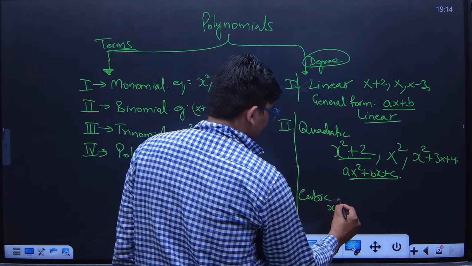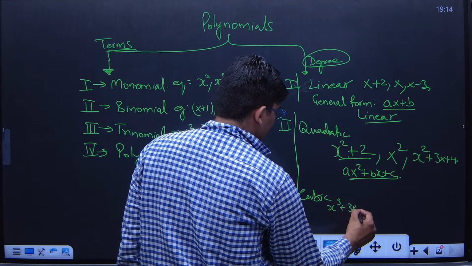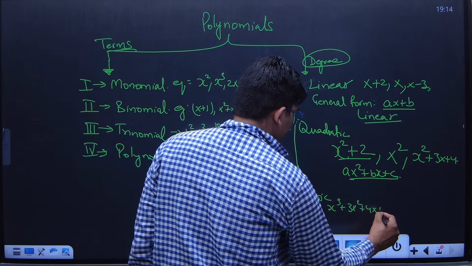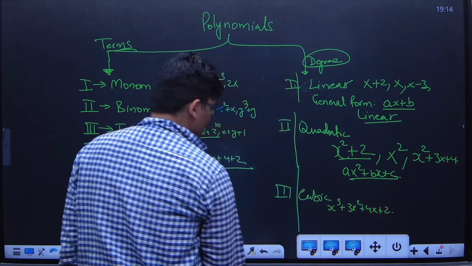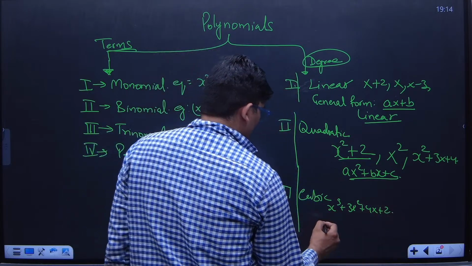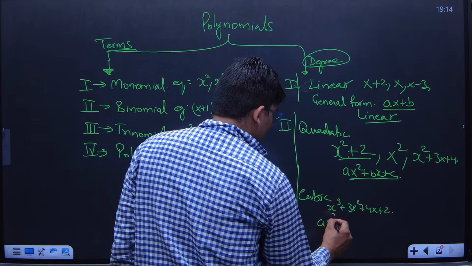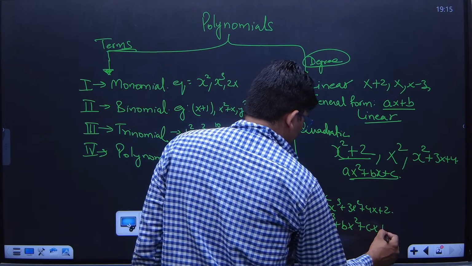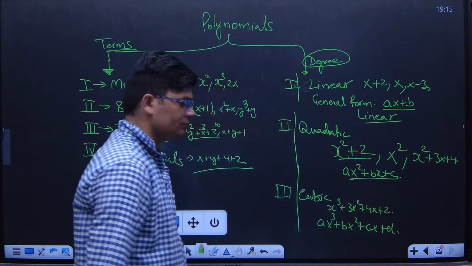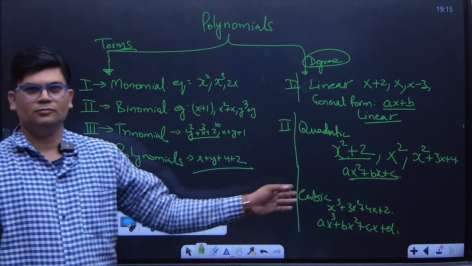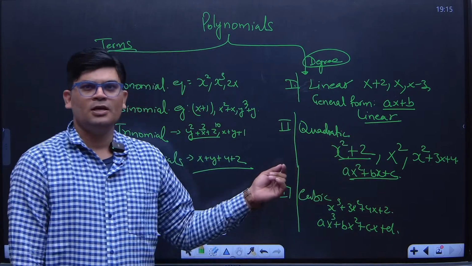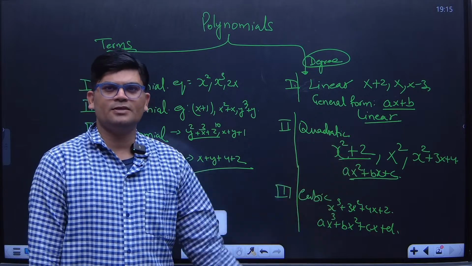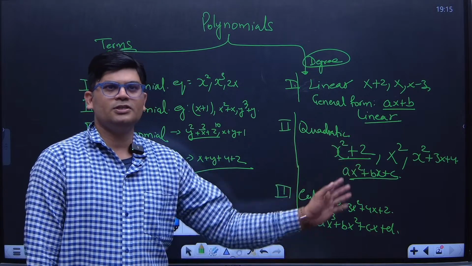For example, it can be x cube plus 3x square plus 4x plus 2. Or if I write the general form, it is going to be ax cube plus bx square plus cx plus d, where a, b, c, d are constants, x is a variable. So this is the general form.